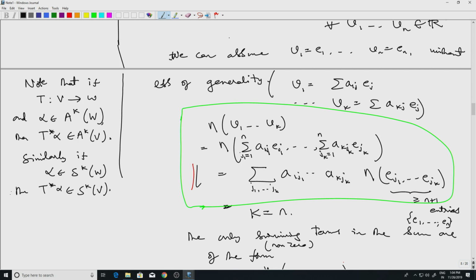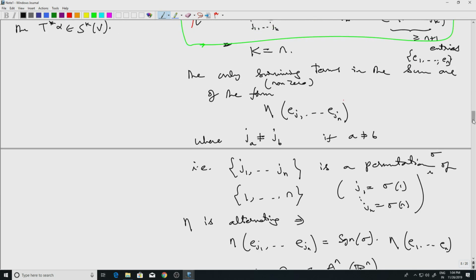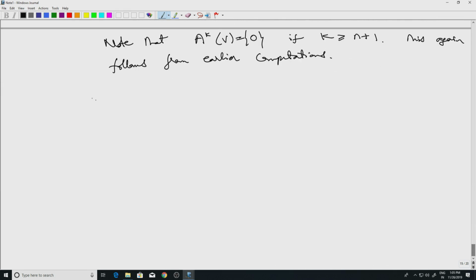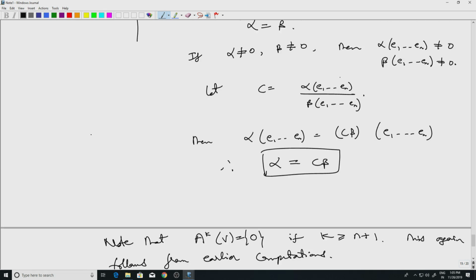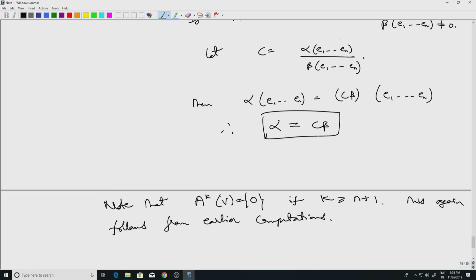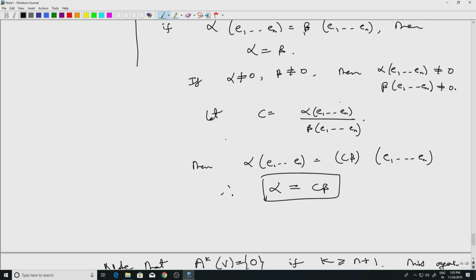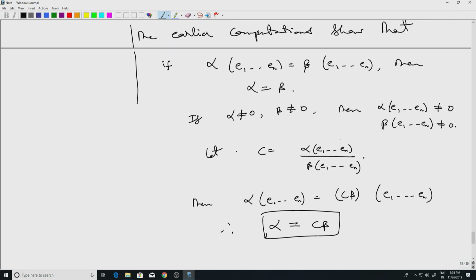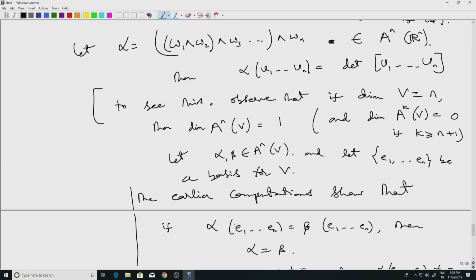So that is the gist of the reason why for k bigger than n, A^k(V) is 0. It just follows by reducing to basis vectors. There are only n basis vectors, but there are more than n slots. So that earlier computation showed us two things. The dimension of A^n(V) is 1.